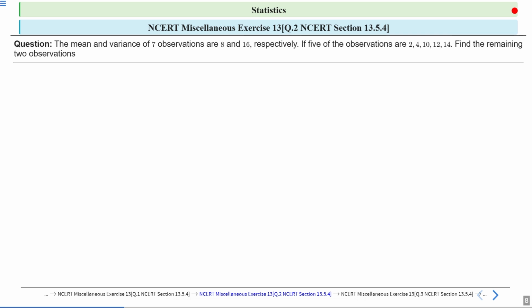In this question, we have the mean and variance of 7 observations as 8 and 16 respectively. If 5 of the observations are given to us: 2, 4, 10, 12, and 14, then we have to find the remaining two observations. So how can we solve this question? First of all, think about this and try it yourself and then see the solution.